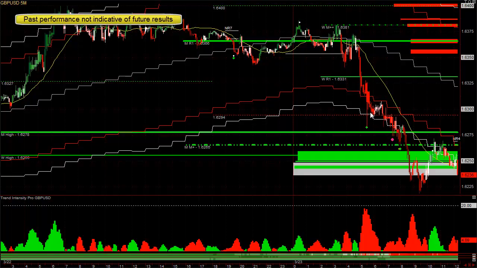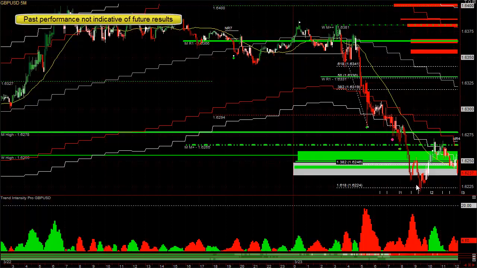It went and found support at the previous day's low, went sideways for half an hour or almost an hour, broke down from there. Another good place to go short, and you want to draw your fib on that first swing to get an idea of where to get out of that trade at.